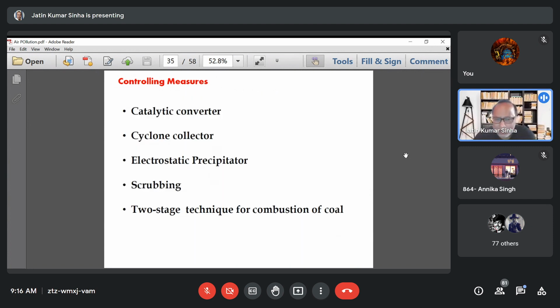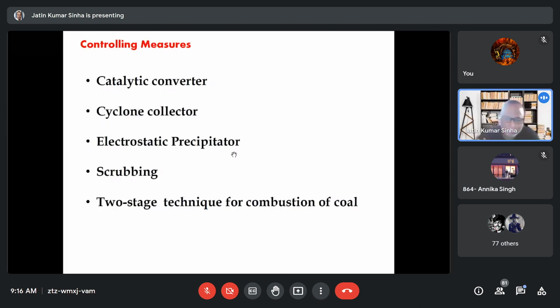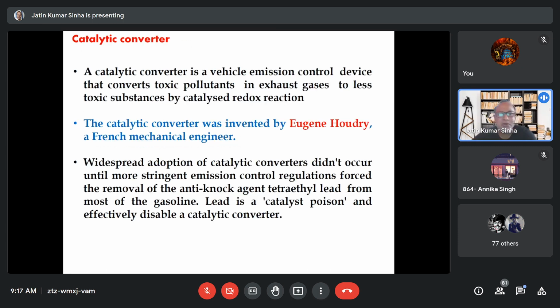So, the catalytic converter. That is basically what we use in transportation, which means every vehicle has this catalytic converter. Then the cyclone collectors, electrostatic precipitator and scrubbing. These are the things we use basically in an industrial scenario. So the first one is the catalytic converter.